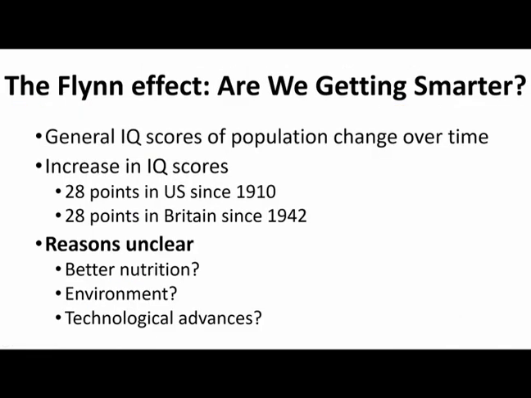Now, despite all of this talk of the standardization and validity and reliability of tests, and using IQ tests as our example, we're actually seeing a change in our general IQ scores of populations over time. So since 1910, we've seen a rise of 28 points on average in IQ scores. And in Britain, we're seeing the same pattern, a 28 point increase in IQ since 1942. This phenomenon with a rising curve is sometimes called the Flynn effect.